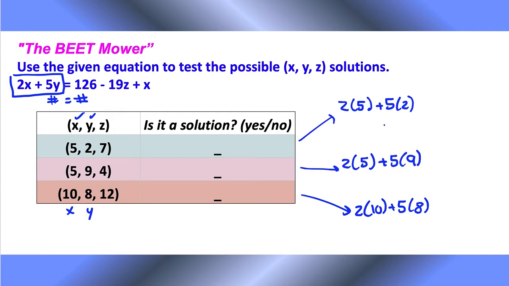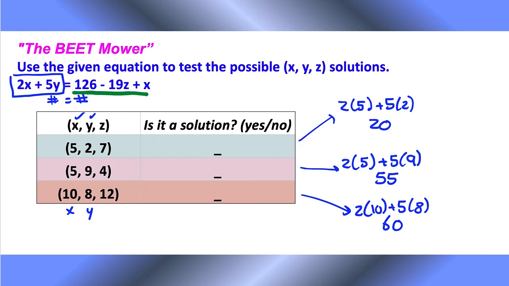2 times 5 plus 5 times 2 is 20. All right, cool. 2 times 5 plus 5 times 9 is 55. And then 2 times 10 plus 5 times 8 is 60. Okay, so now we're going to switch over to the right side.